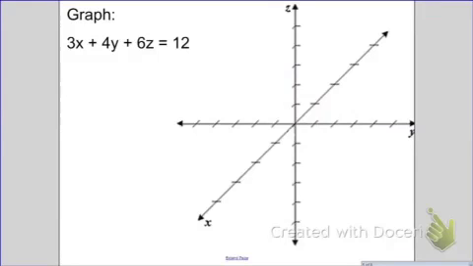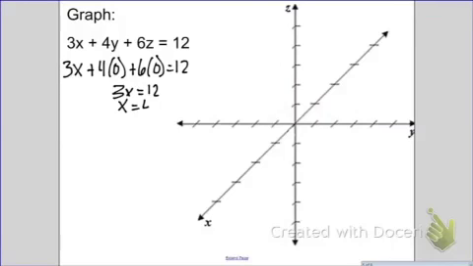Now let's talk about graphing an actual equation. Something with 3 variables, x, y, and z, all in the same equation. The way we do this is we're going to try to graph all the intercepts. To do that, we're going to first keep our x, but plug in zeros for everything else. Plug in a 0 for y, and plug in a 0 for z. What do I get? 3x equals 12, so x equals 4.